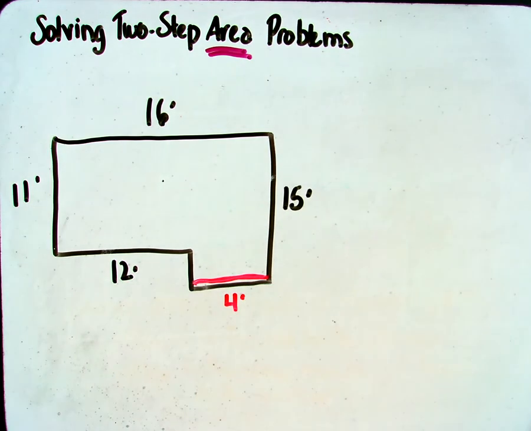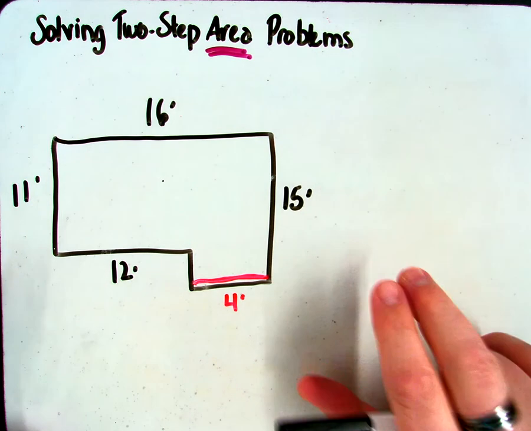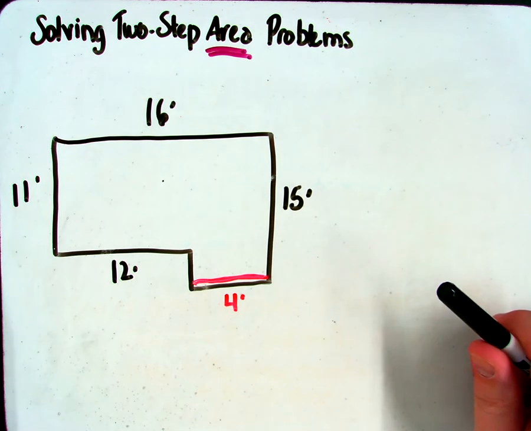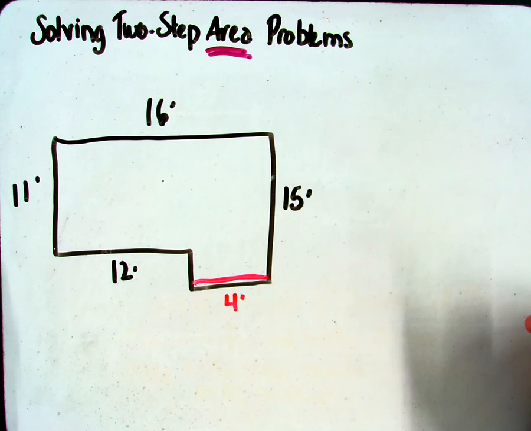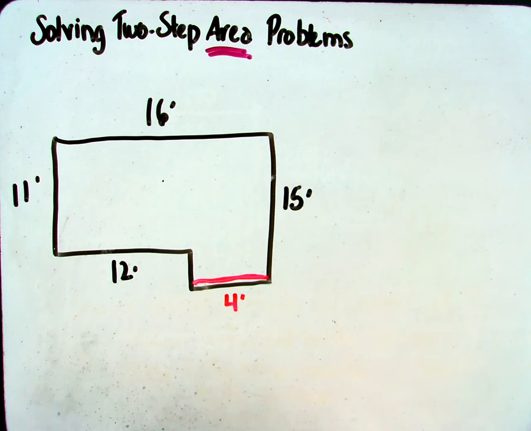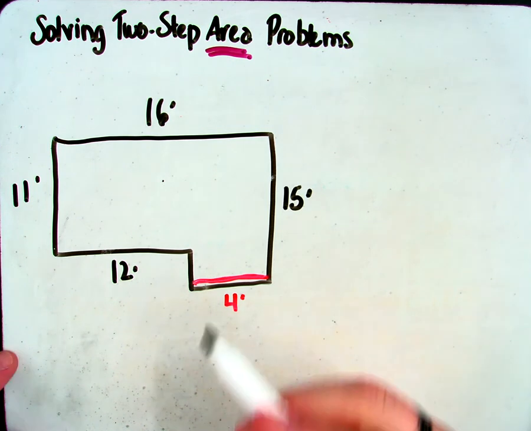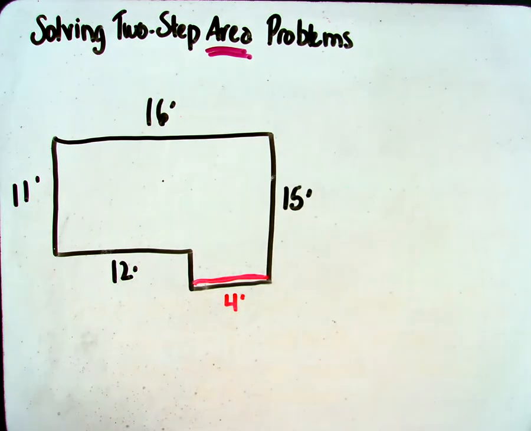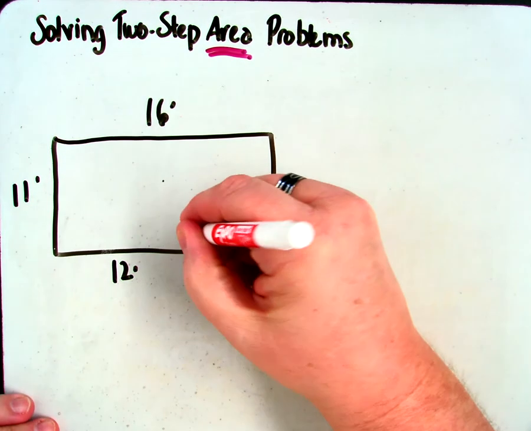Very good. Now the next thing we need to do is take this figure and divide it up into two geometric figures, be it square or rectangle. Now how are we going to do that? Okay, very good. A vertical cut right here.